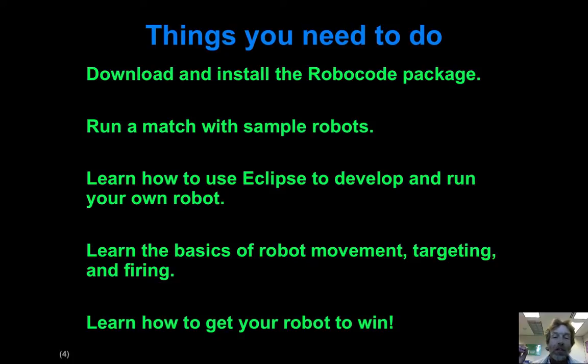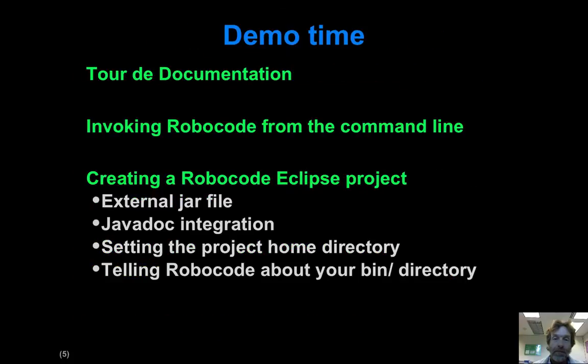And what I'm going to show you today is the first three pieces. I'm going to go through them quite quickly. The experiential learning assignment A10 will enable you to learn the basics of robot movement, targeting, and firing. And then the following assignment, which we'll start on next week after you complete these katas for Robocode, will be to build a competitive robot that you'll actually use in the tournament.